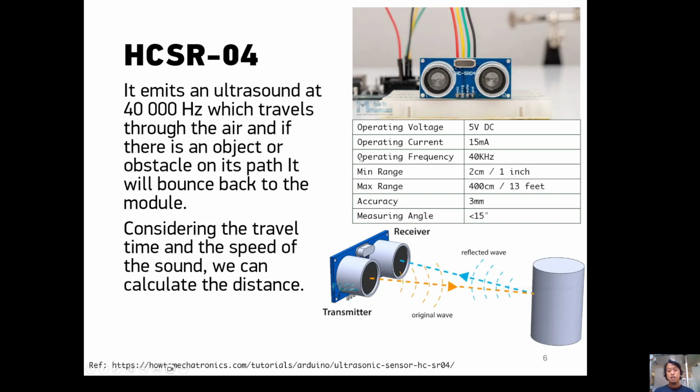This is the specification of the ultrasonic sensor. It operates at 5 volts DC with an operating current of 15 milliamperes, a frequency of 40,000 Hertz or 40 kilohertz, a minimum range of 2 centimeters and a maximum range of almost 4 meters, with an accuracy of 3 millimeters. And we should know that the measuring angle is about 15 degrees.